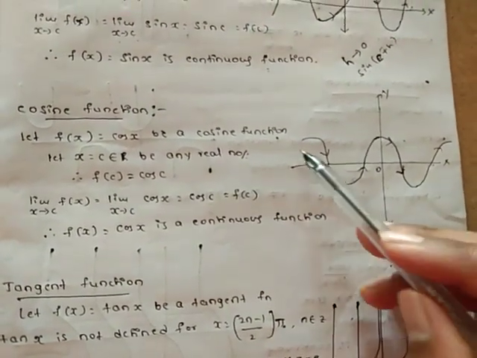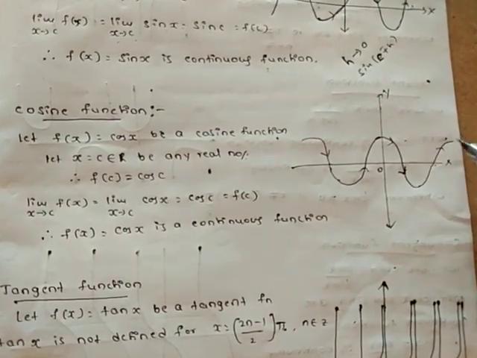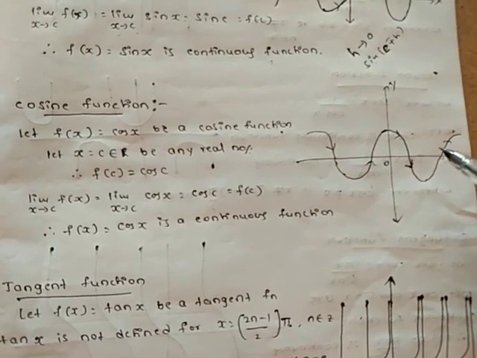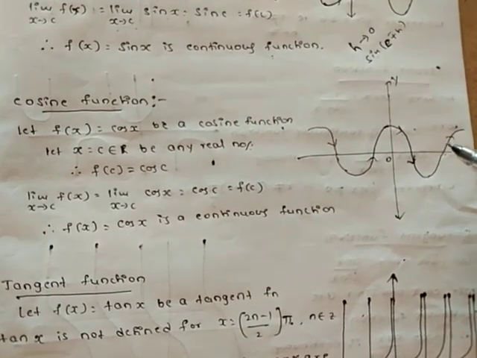So the next one is the cosine function. Observe the graph here. The cos function can also be drawn without lifting the pen. So we can say that the cos function is a continuous function.